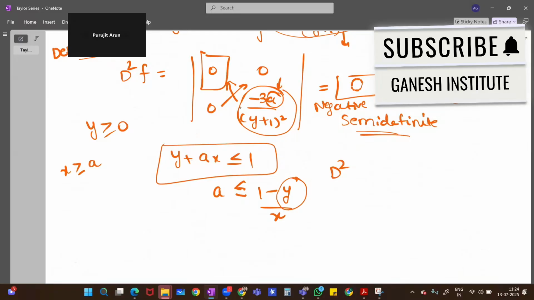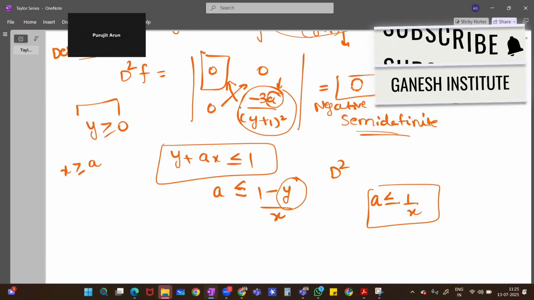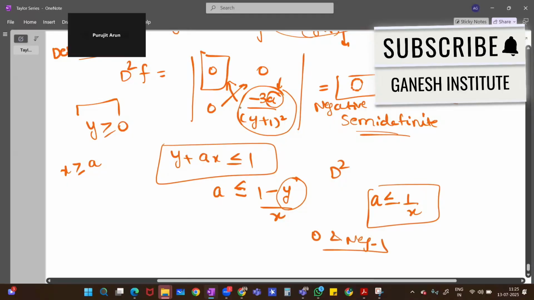I'm considering y as greater than or equal to 0. Okay. So the maximum value which we'll get for a is when y is equal to 0. So that is 1 by x. And then the rest of the values will be negative. It's going to be 0 or negative. So can we say now that it is negative semi-definite?